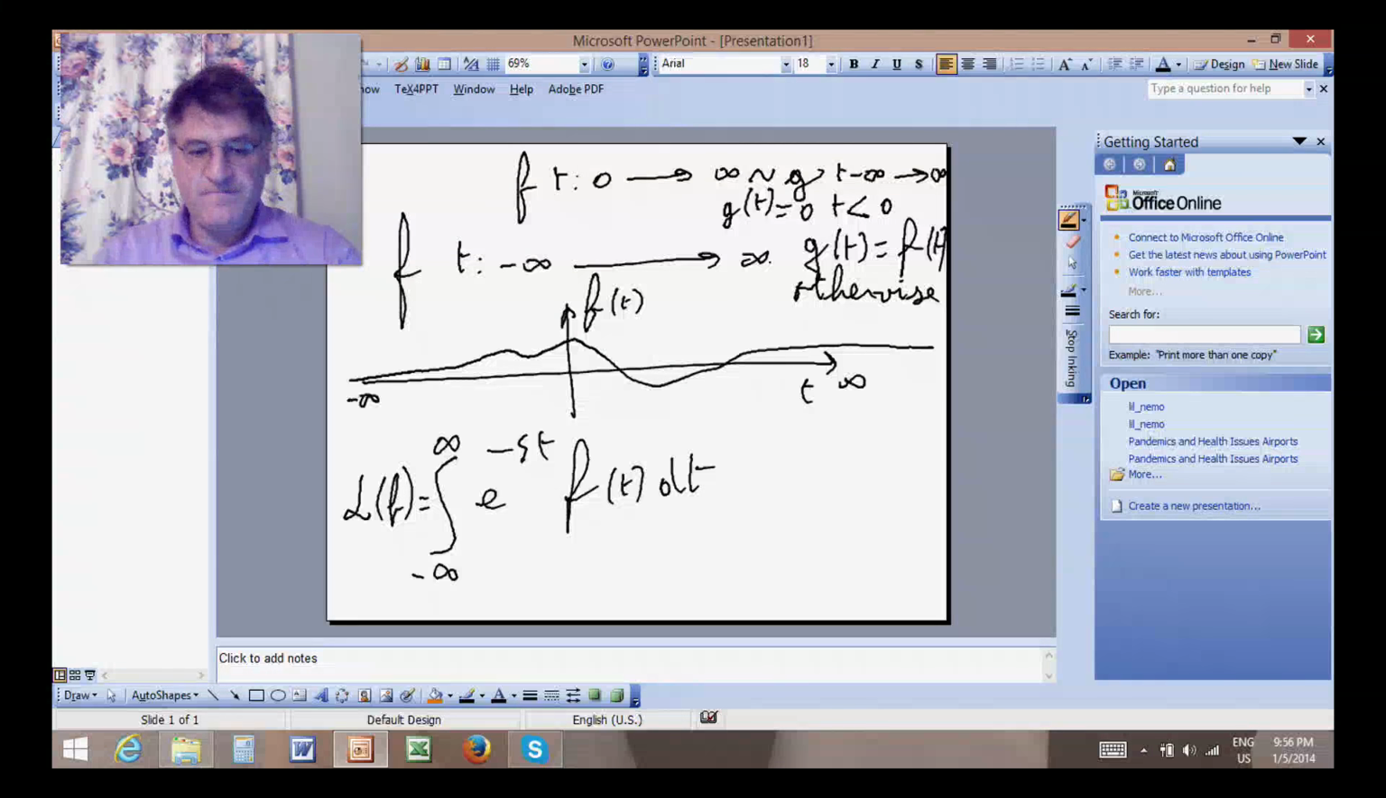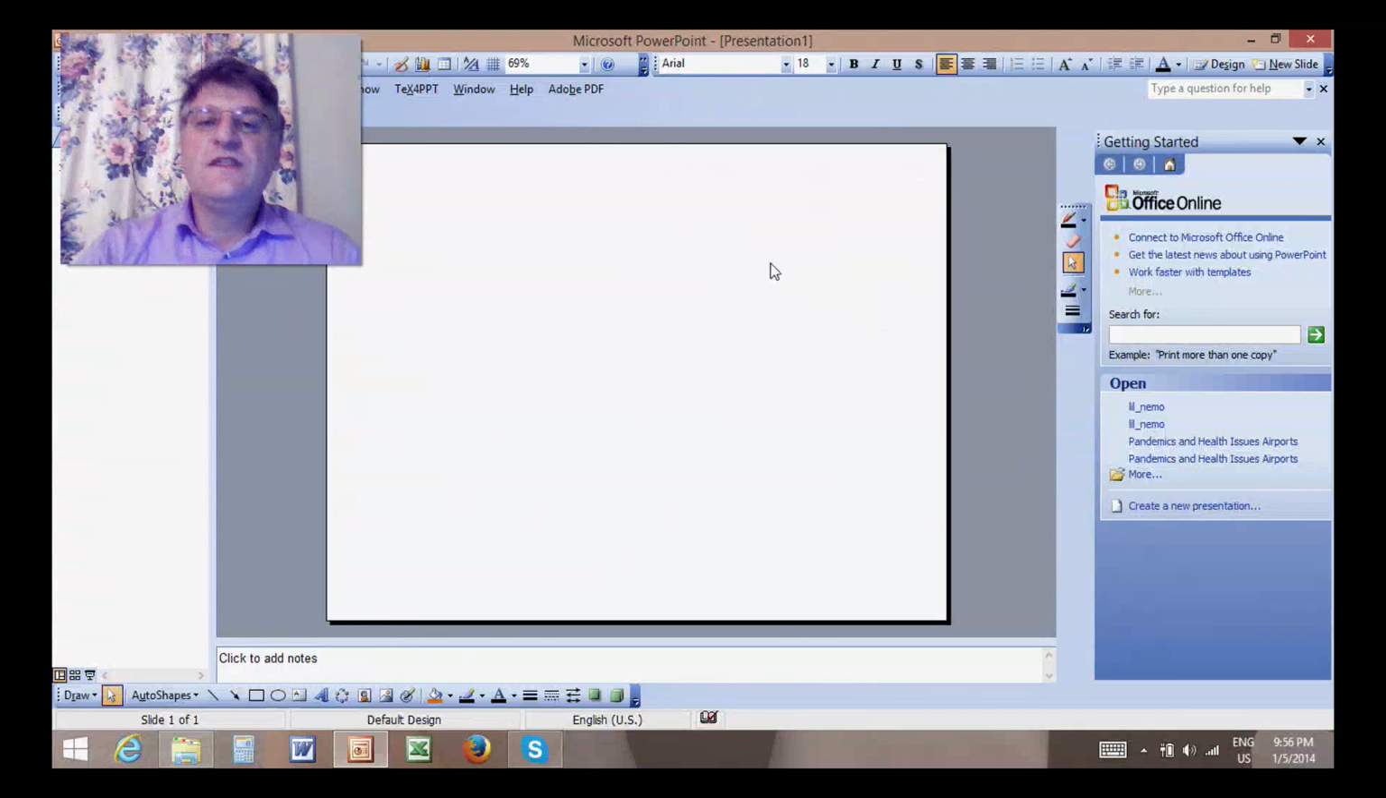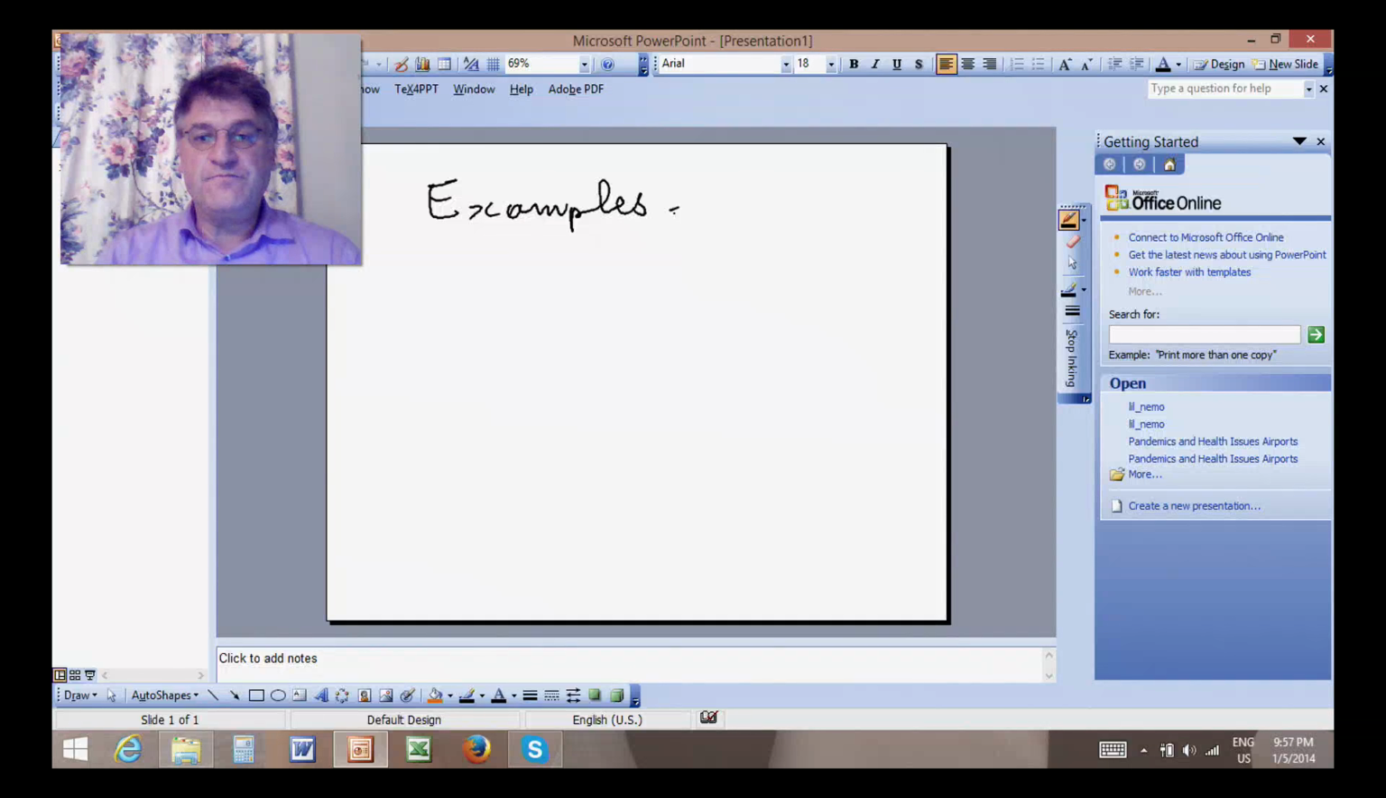Now it is time to talk about the various interesting properties of the Laplace transform. So for now, let's try some examples. Some of these examples may include various test functions. One of these test functions could be a step.